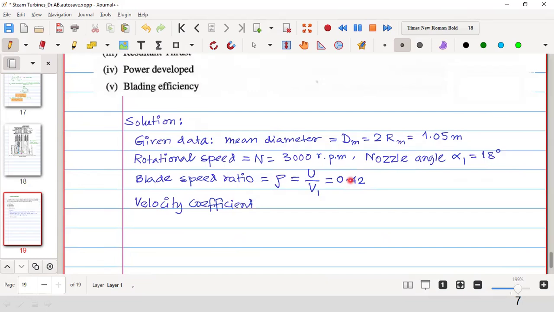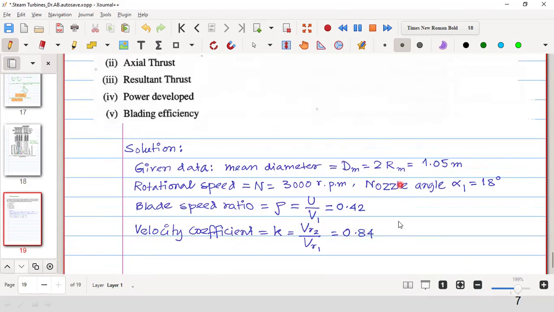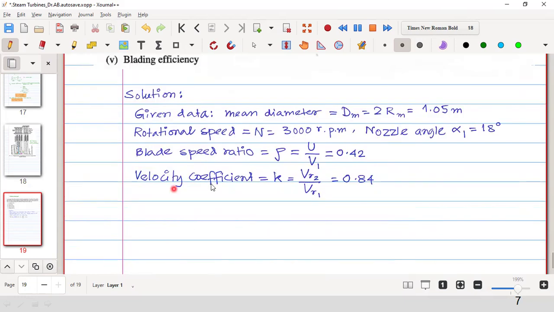Velocity coefficient K is equal to VR2 by VR1, which is equal to 0.84. That means there is some friction. Due to that, at the exit or outlet from the blade, the relative velocity is lower than the relative velocity at the inlet to the blade. So that is a loss due to friction. That is a reduction due to friction.